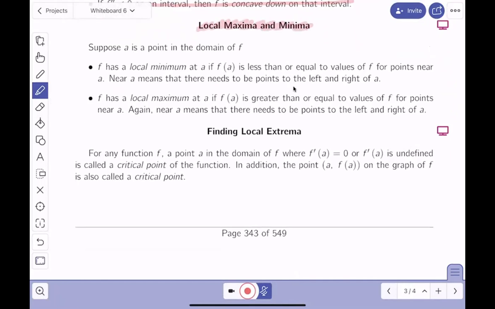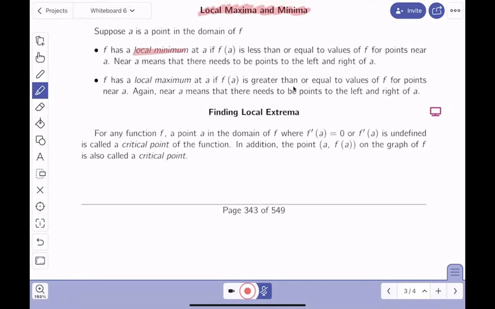All right. So it says, suppose A is a point in the domain of f. f has a local minimum at A if f at A is less than or equal to the values of f for all points near A. What does it mean? Open interval. All right. This is local. It's got to be on an open interval, left and right. Near means that we need points to the left and the right of A. That's fair enough.